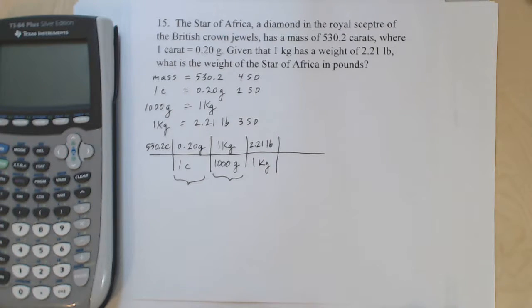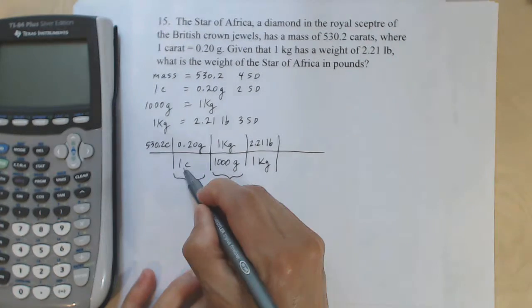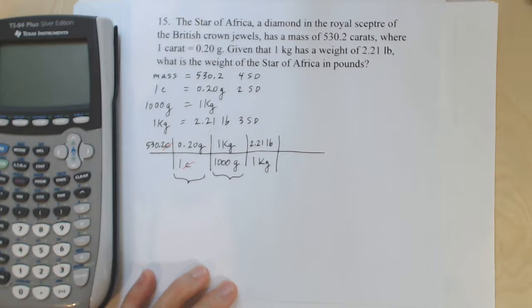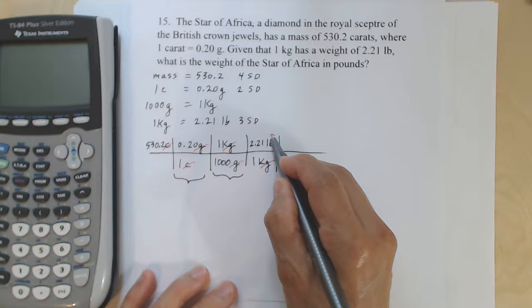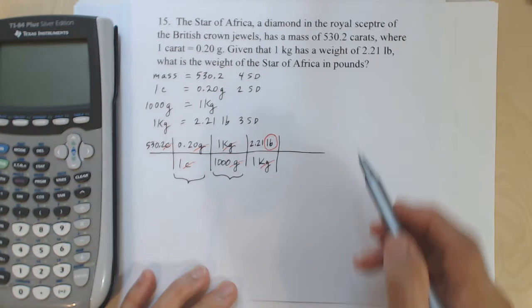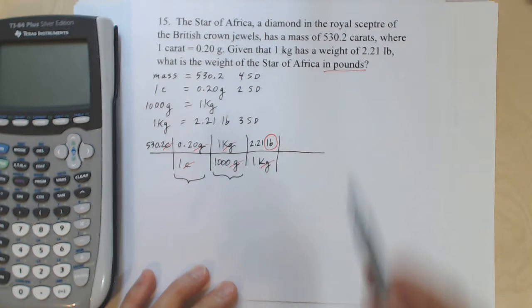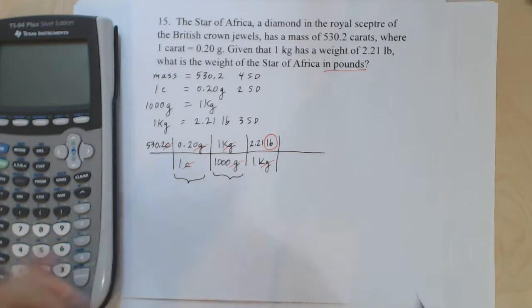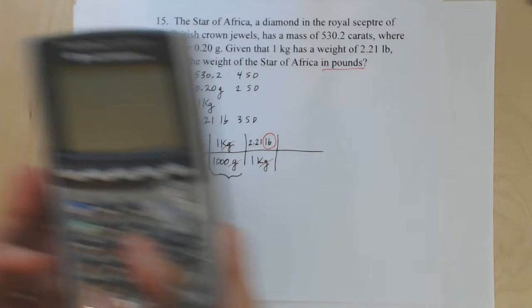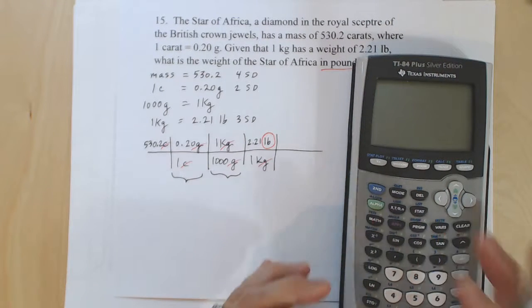And it looks now like I've got everything I need to cancel out. So let's go ahead and cancel. Carats cancels with carats. Grams cancels with grams. Kilograms cancels with kilograms. And what I'm left with is pounds, which is what I'm asked to find in the problem, the weight of this thing in pounds. So what I need to do now is go ahead and do the calculation, but we're going to talk about the rules for significant digits in a minute.